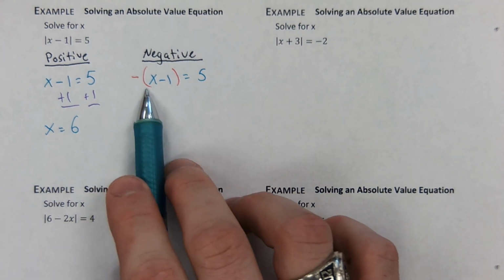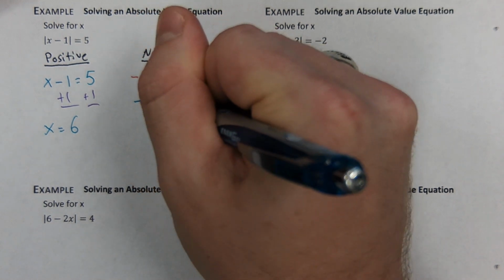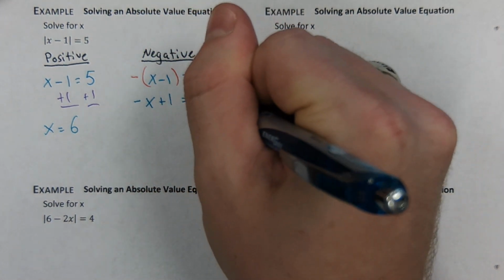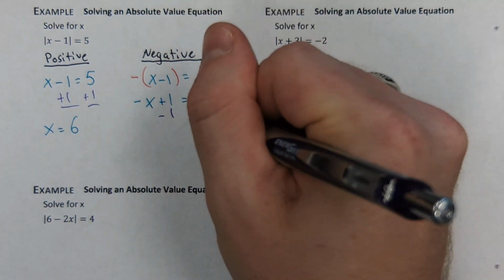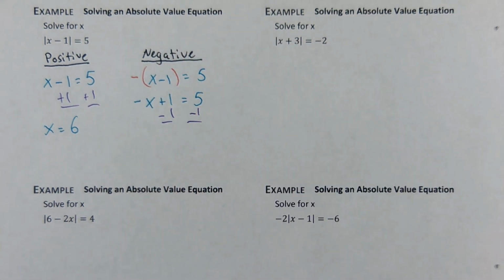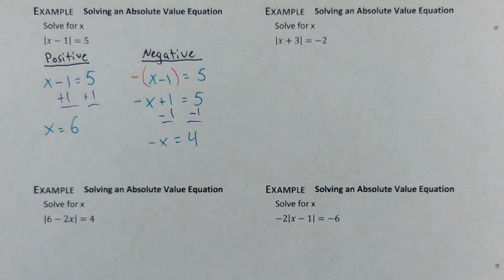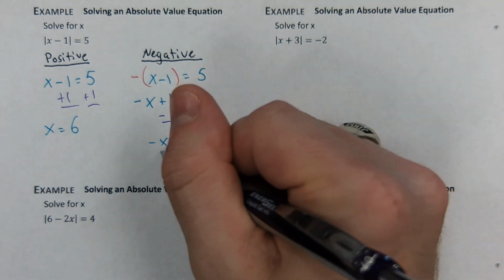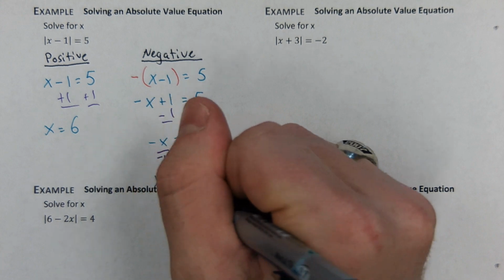But here, distribute that negative sign as if it's a negative 1. And then solve for x. I'm going to subtract this 1 from both sides and divide by -1 to get the other answer, x equals -4.